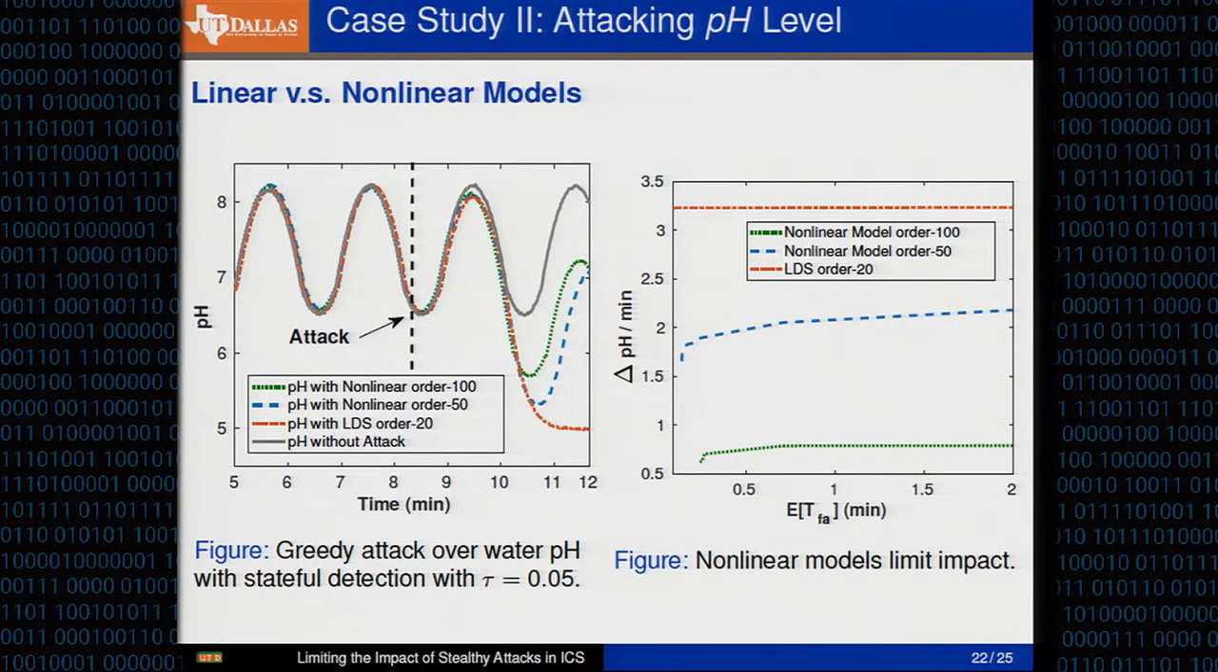As you can see here, we use a system identification toolbox to create different prediction models. In particular, we have an LDS model of order 20 and two nonlinear models of order 50 and 100. It's easy to see on the left side that the nonlinear model of order 100 doesn't allow the attacker, in this attack of only 4 minutes, to reach a pH of 5. Now, applying again our metric, we can see that for any expected time between false alarms, it is constant that the nonlinear of order 100 will limit the attack. That doesn't mean that it will not reach the goal, but it will limit more than using the other two methods.